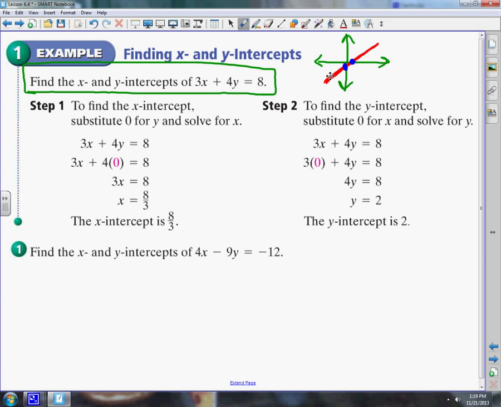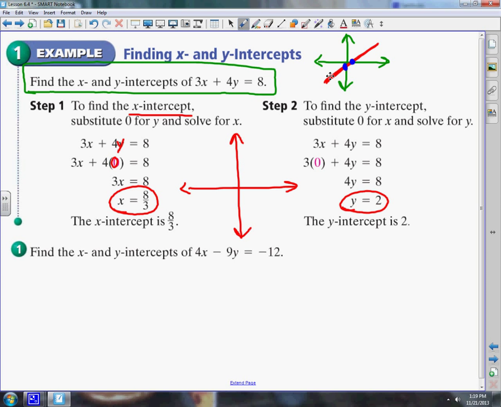Now, in order to find the x-intercept, I'm going to put 0 in for y because I want x. So what happens is you get 4 times 0 is 0, so then you get 3x equals 8, so x equals 8/3. And then if I put 0 in for x, I find out y is 2. So then I'd have both my x-intercept and my y-intercept, and I could graph this really easily.